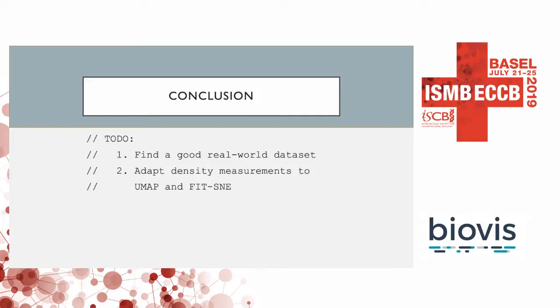And we heard before about UMAP as well. So there's nothing in my algorithm that's specific towards t-SNE. So a good next step would be to actually adapt the density measurements to work well with UMAP. And FitSNE, I don't know if any of you know this algorithm. It's essentially a much, much faster version of t-SNE.